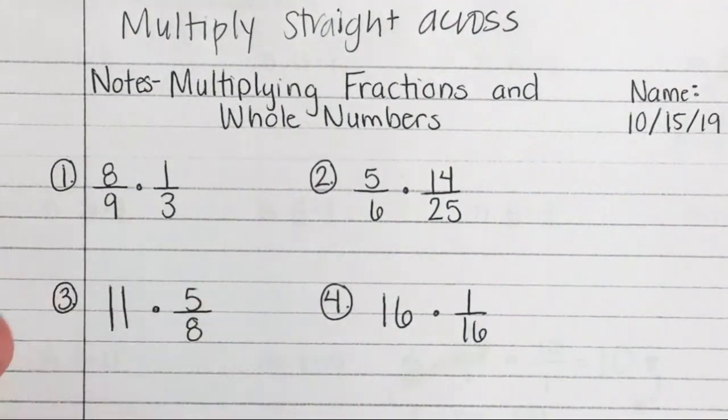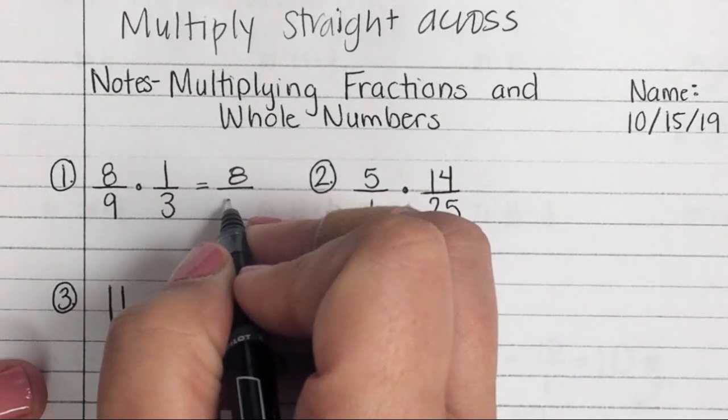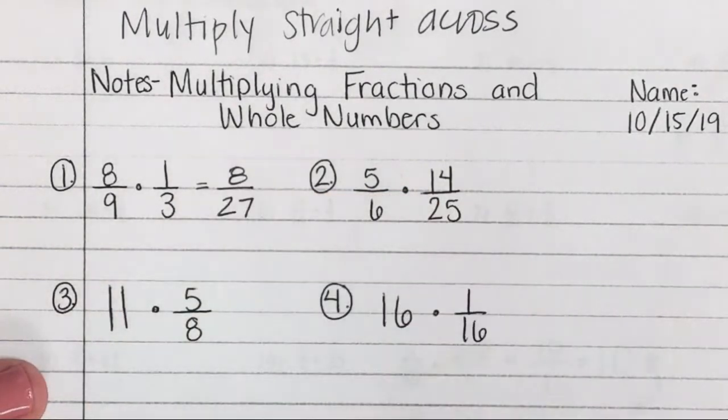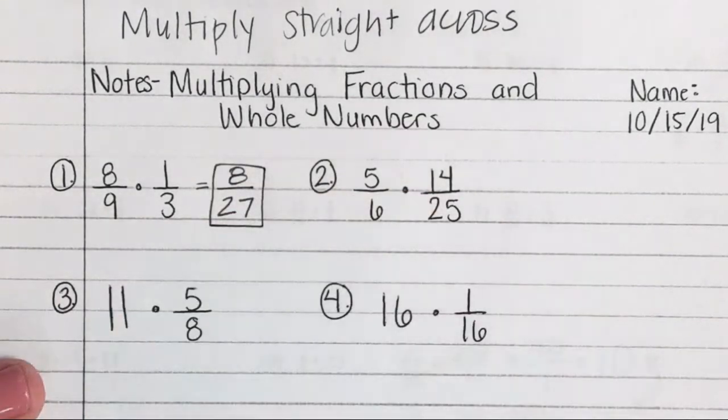So looking at number 1, what is 8 times 1? 8. And 9 times 3? 27. Okay, can we simplify 8 over 27? No. That is our answer. Is that easy? It is that easy.